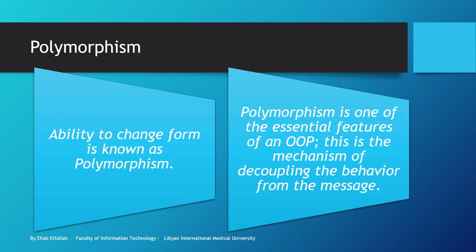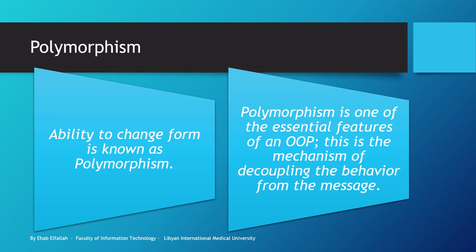So what's polymorphism? In the last class we took inheritance, and we know that in OOP one of the most important features is inheritance, where we can inherit from a class. We inherit the attributes, properties and methods from these classes. After inheritance, we face a problem: we might have a method with the same name appearing in two classes, the child class and the parent class, and this is the concept of polymorphism. The ability to change form is known as polymorphism.